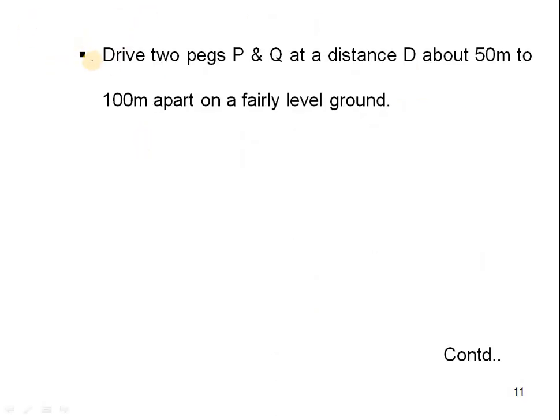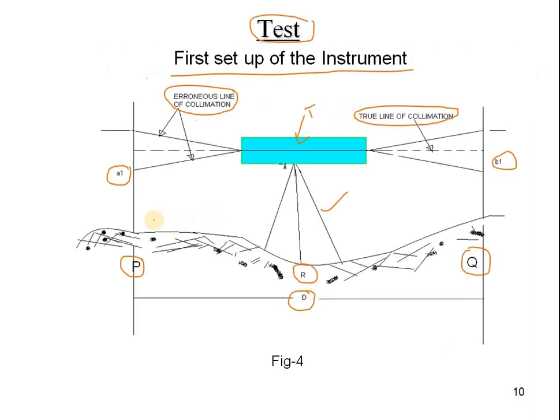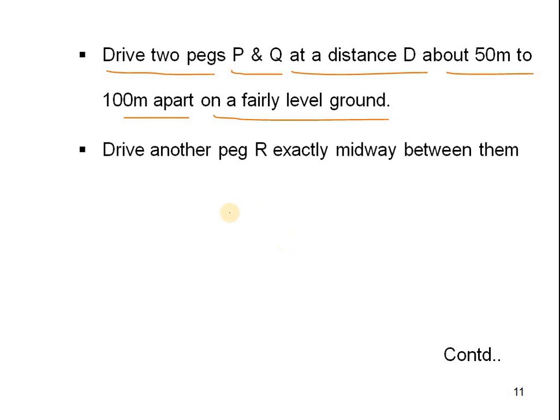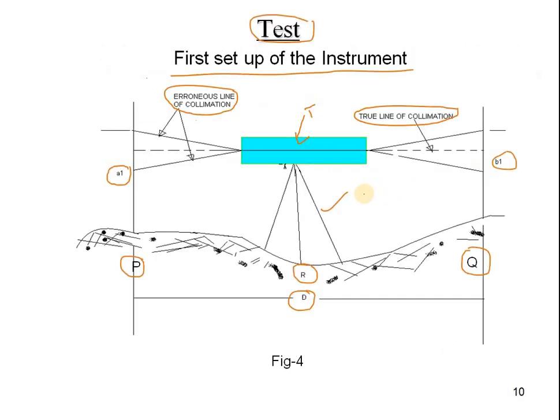So here we can see the process is to drive two pegs P and Q at a distance D of about 50 meters to 100 meters apart on fairly level ground. On the ground we have to keep these two points, P and Q, nearly 50 to 100 meters apart, and after that drive another peg R exactly midway between them. So this is R, a peg we have to keep at the center.